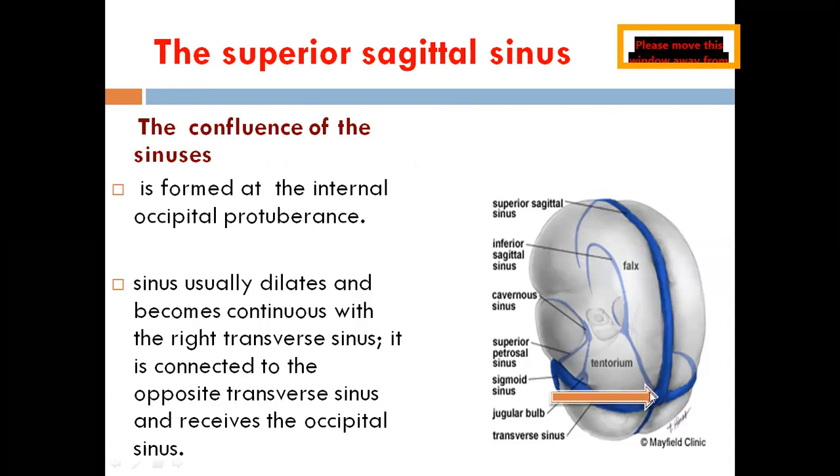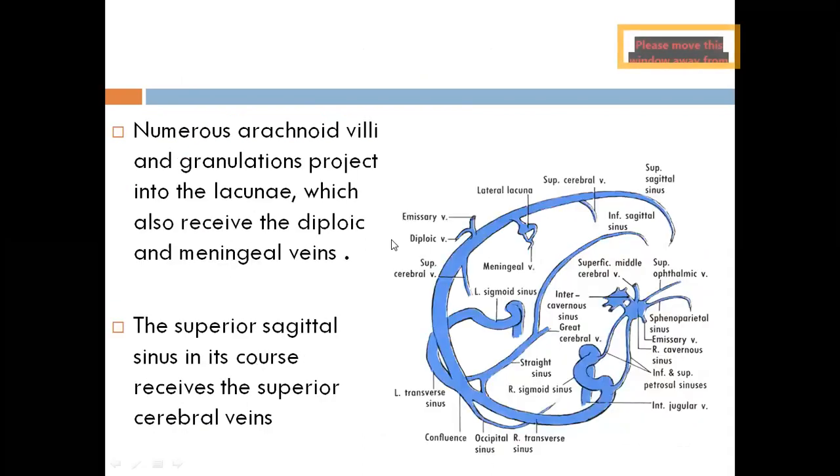Okay, so the meeting point of all dural venous sinuses, you call it as confluence of sinuses. It is formed at the internal occipital protuberance. The sinus usually dilates and becomes continuous with the right transverse sinus. It is connected to the opposite transverse sinus and receives the occipital sinus. So numerous arachnoid villi and granulations project into the lacunae, which also receive the diploic and meningeal veins.